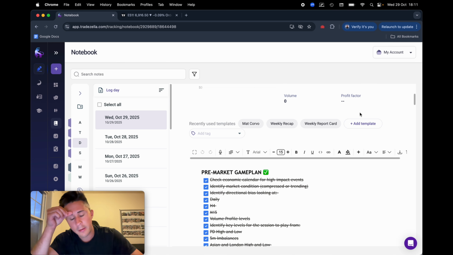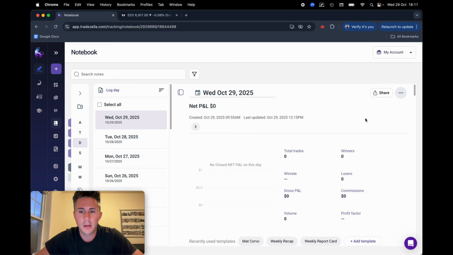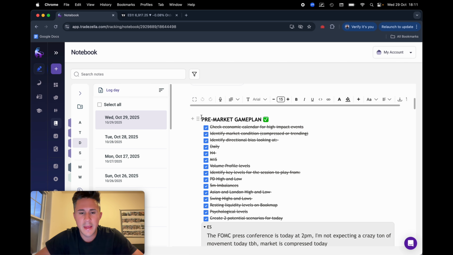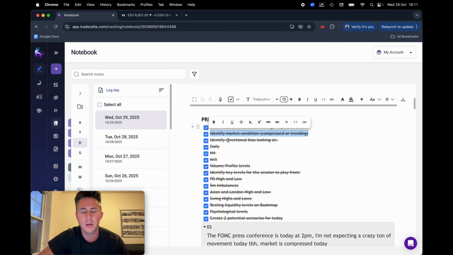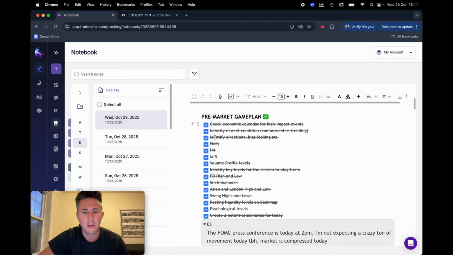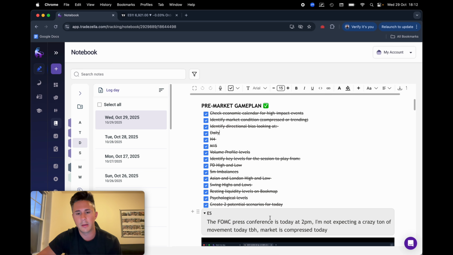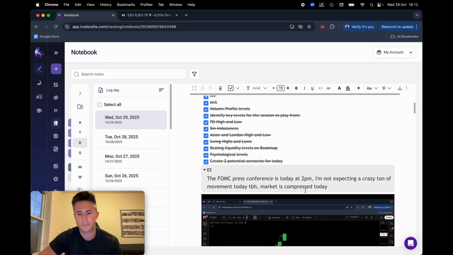So basically, every day before starting my trading session, the thing I do is I have a template here on TradeZilla, and I copy paste it, and it's basically my pre-market game plan. So I take 30 minutes to identify the market condition, identify my directional bias, looking at different time frames, and also identifying the key levels I'm going to play from. Okay, when price reaches a certain level, I'm going to look to play shorts, or I'm going to look to play longs. Great. And I also look if we're going to have economic high impact news events.